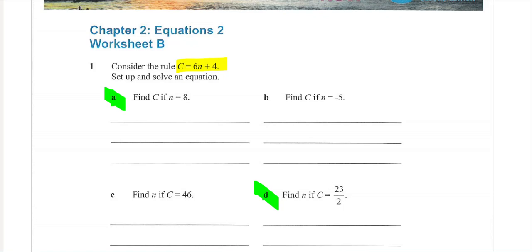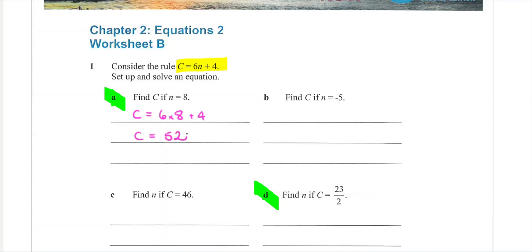In your equation, replace the n with the 8. So it's C equals 6 times 8, you need a times sign in there, plus 4. Because the C is already by itself over here on the left-hand side, you just use your calculator to put all that stuff together on the right. So you go 6 times 8 is 48, plus 4 is 52.